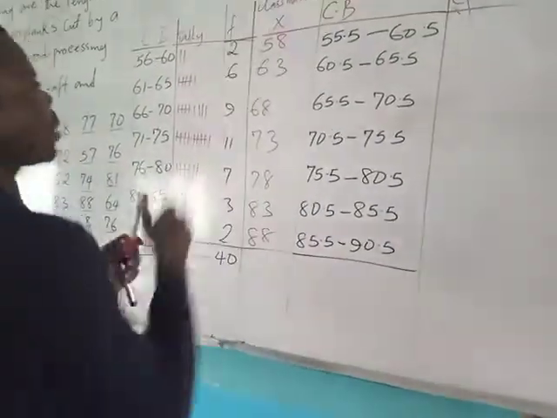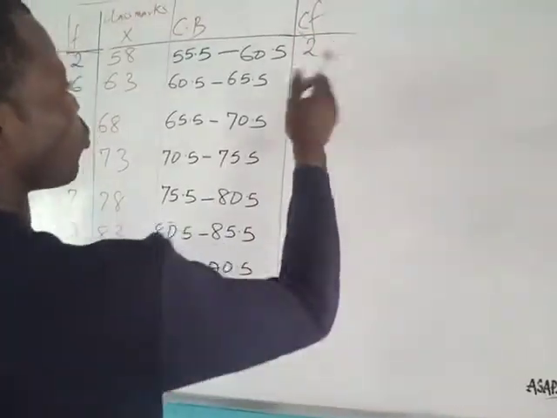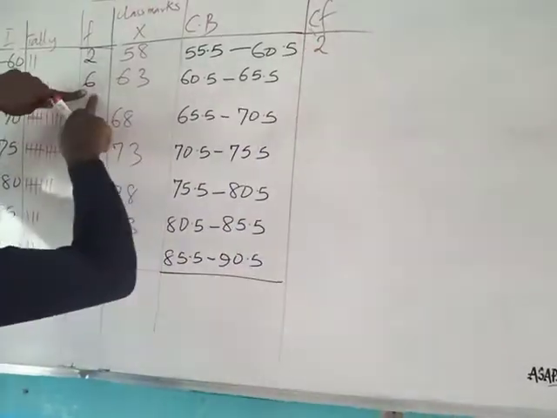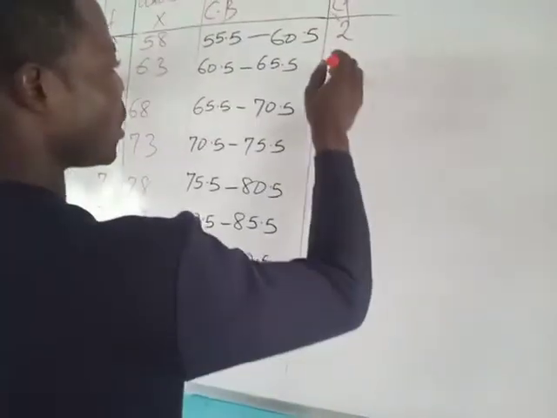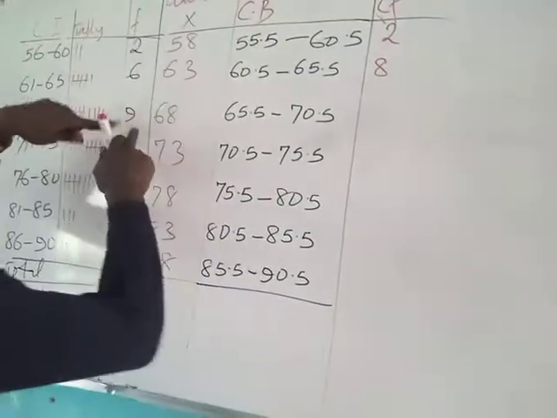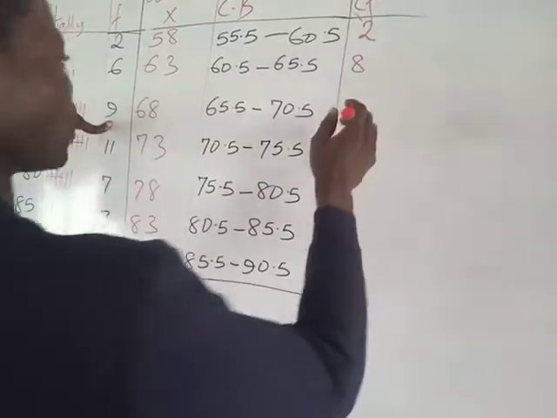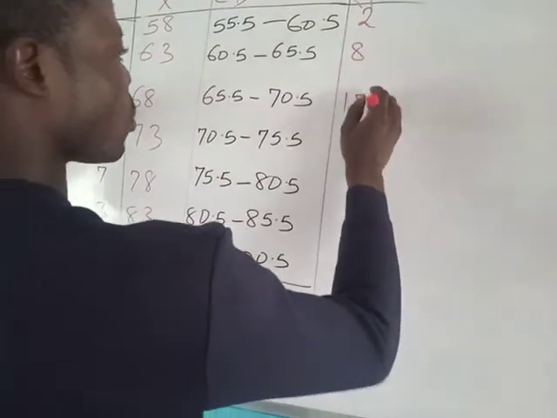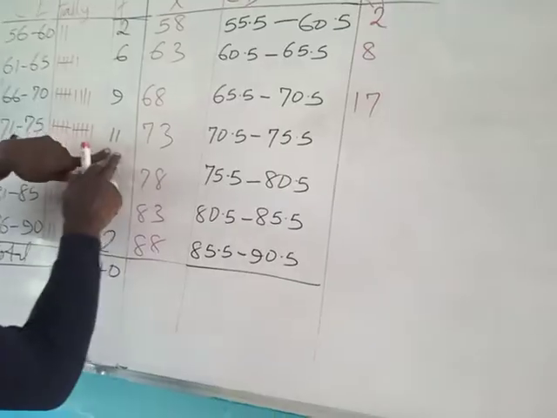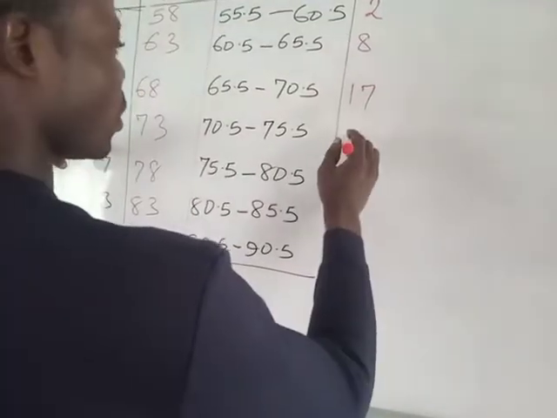So what we start with is 2. We have 2. When you add 2 to the next frequency, we are going to have 8. So we add 8 to 9. So we are going to have 17. Then you add 17 to 11. So you are going to have 28.